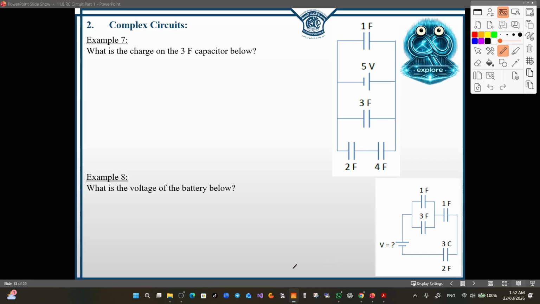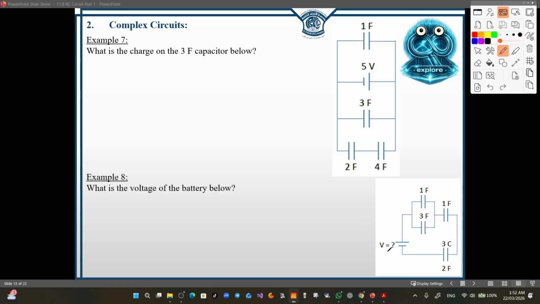Example 8, what is the voltage of the battery below? We can notice that the system consists of 4 capacitors. 2 are connected in series and 2 are connected in parallel. And the whole system is connected to a battery.